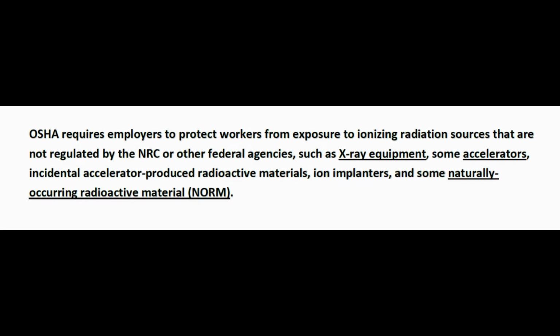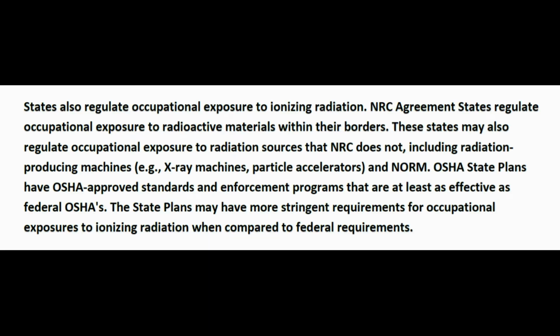OSHA requires employers to protect workers from exposure to ionizing radiation sources that are not regulated by the NRC or other federal agencies, such as X-ray equipment, some accelerators, incidental accelerator-produced radioactive materials, ion implanters, and some naturally occurring radioactive materials, NORM. States also regulate occupational exposure to ionizing radiation. NRC agreement states regulate occupational exposure to radioactive materials within their borders. These states may also regulate occupational exposure to radiation sources that the NRC does not, including radiation-producing machines, i.e. X-ray machines, particle accelerators, and NORM.